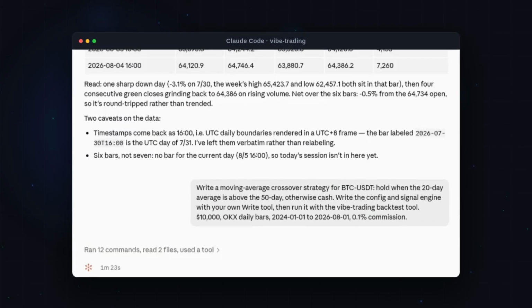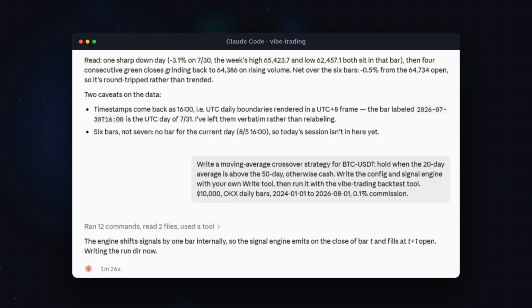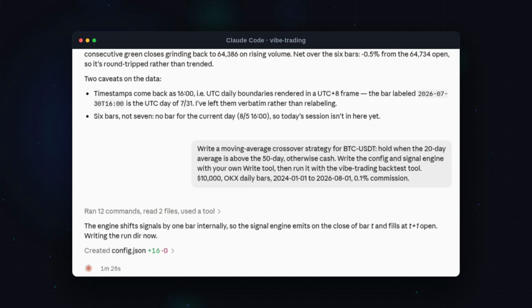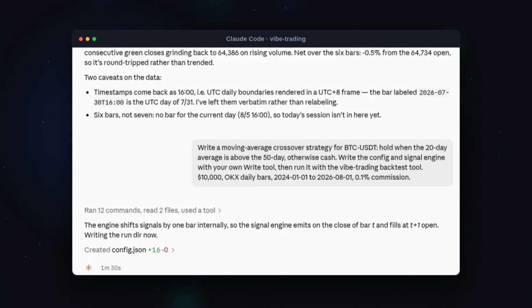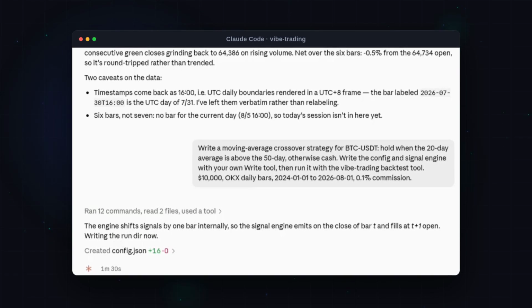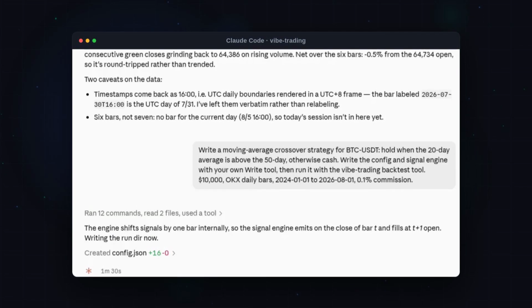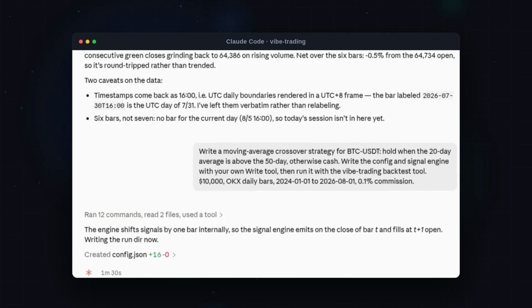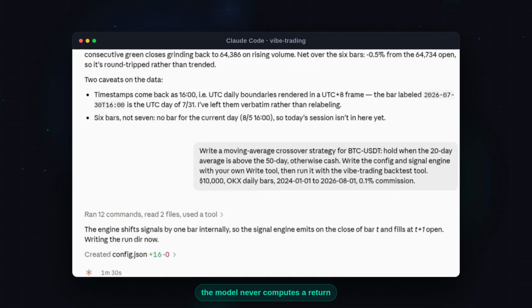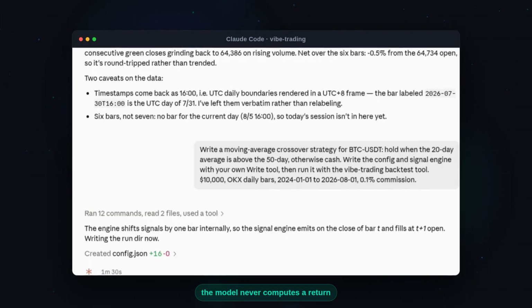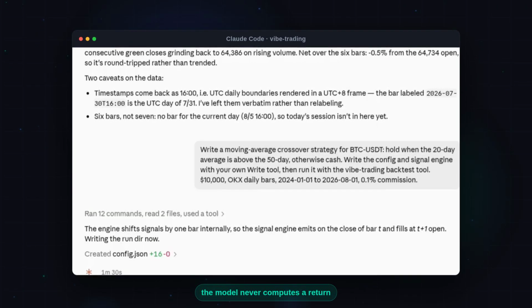So it writes them, and on the way, it works out something about the engine on its own. The engine shifts signals by 1 bar internally. So the code it emits fills on the next open, not on the close it just looked at. Then it writes the run directory. That is the split worth watching. The model is writing a strategy into a file that something else is going to execute.